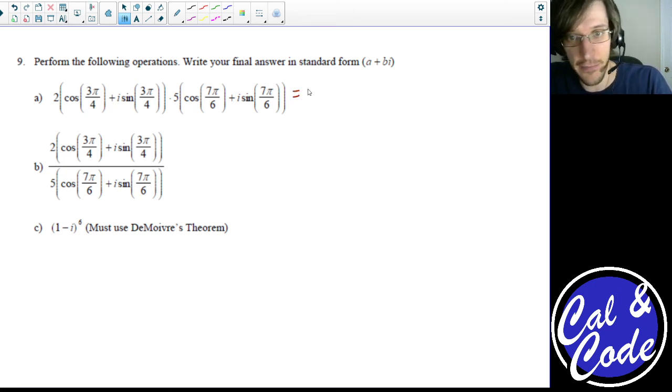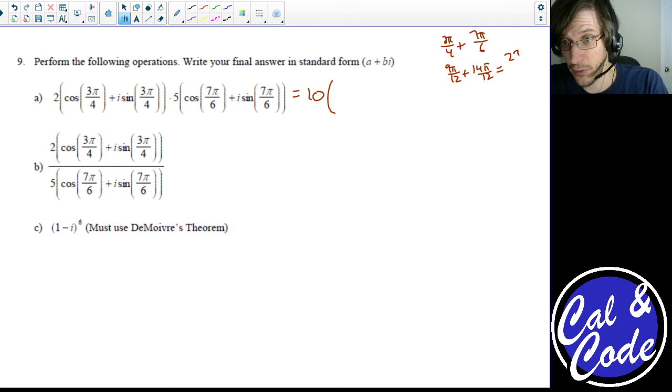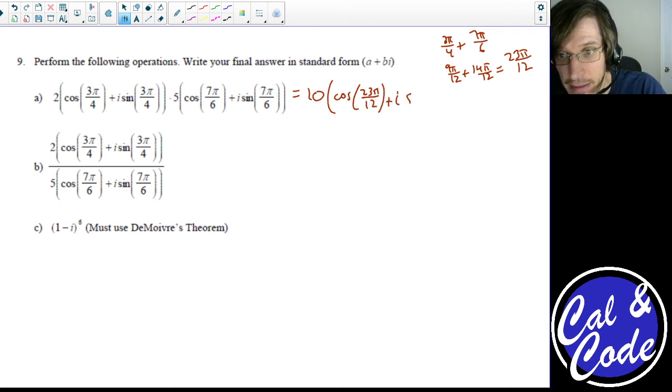So 2 times 5 is 10. And then since they're being multiplied, we get to add together the angles. So I'll have 3 pi fourths plus 7 pi sixths. I've got to get those in like denominators. So that is going to be 9 pi twelfths plus 14 pi twelfths. When I add those together, I get 23 pi twelfths. So I'll have cosine of 23 pi twelfths plus i sine of 23 pi twelfths.